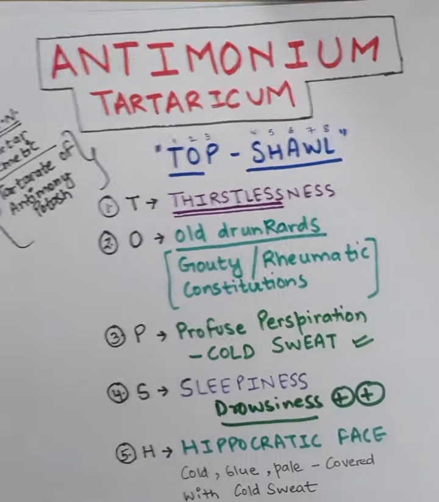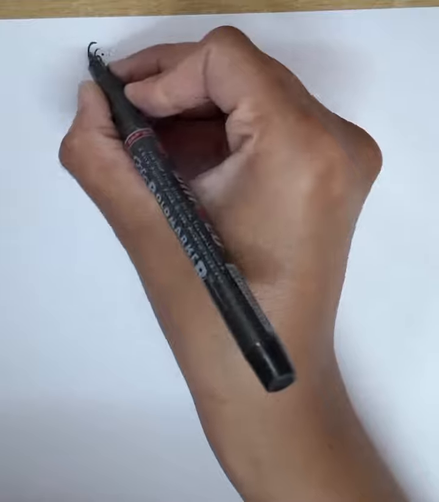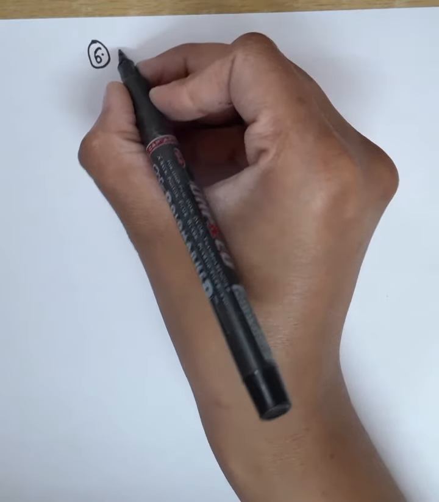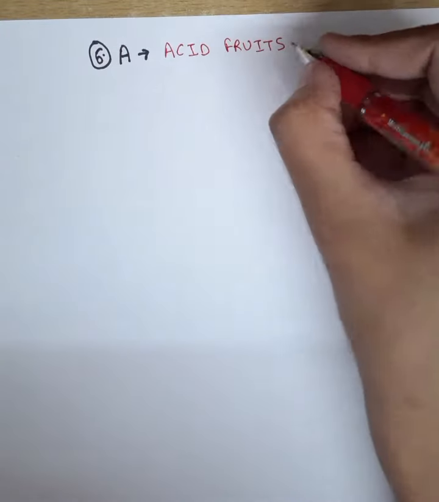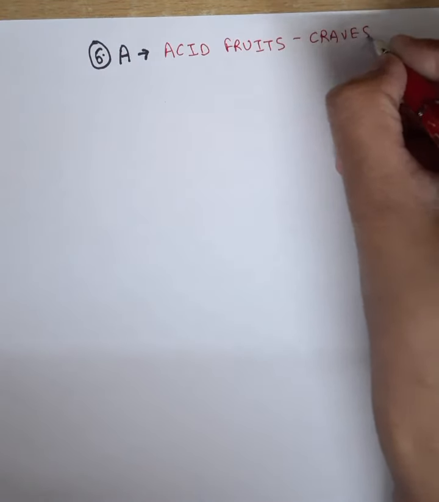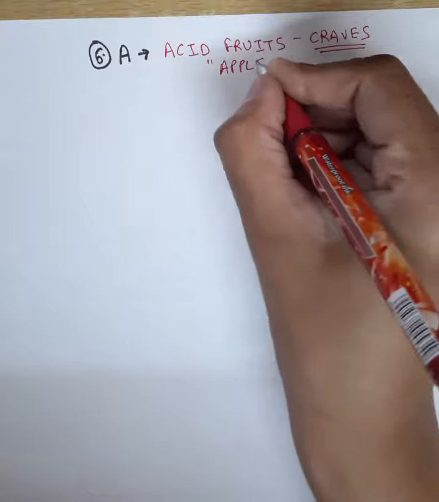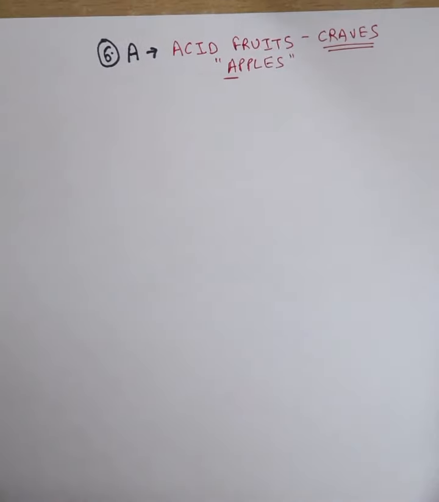Now the sixth one is A. A stands for acid fruits. There is a desire to eat acid fruits. So you will find this rubric, craving for apples, in Antimonium Tart. Craving for apples.